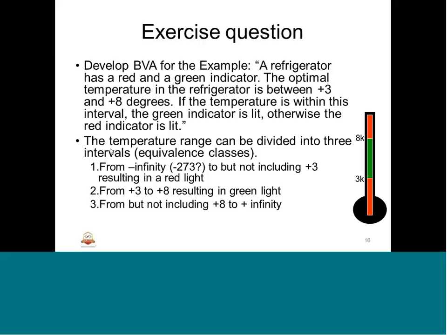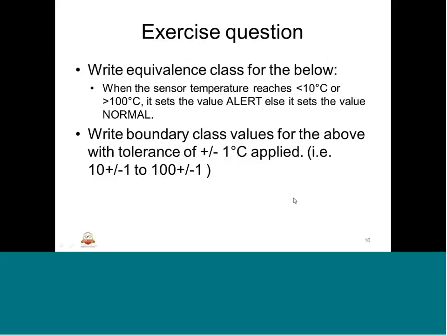So I just give a few inputs. Accordingly, you can define the boundary value analysis and the equivalence partitioning. So from infinity, it could be minus any value, but without including the 3, which will result in red. Here you can see 3 and below are red and 8 and above are red. Between 3 and 8 is green in the thermometer or the refrigerator temperature indicator. From 3 to 8 is green, but not including 8; the higher values are red.